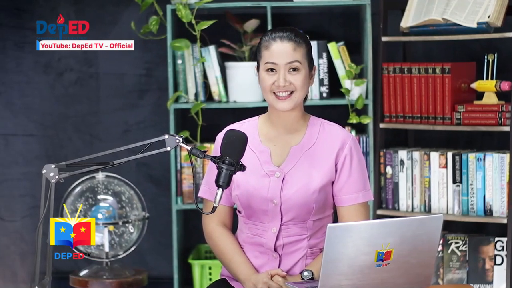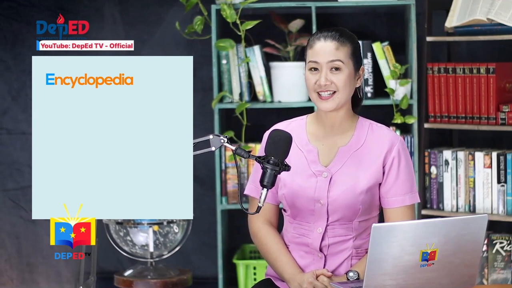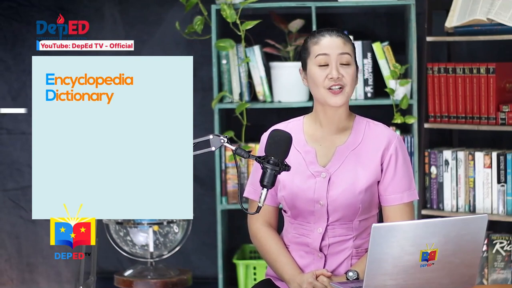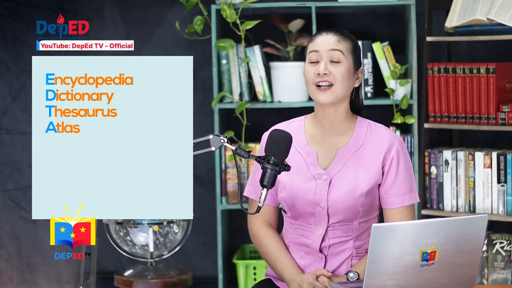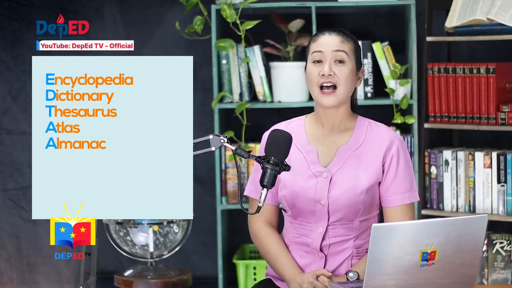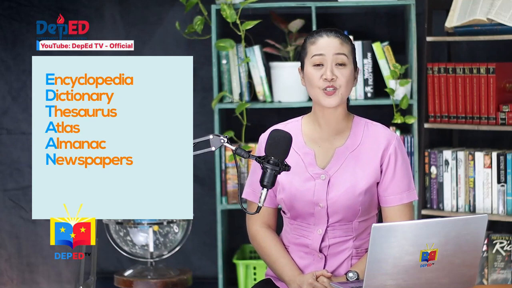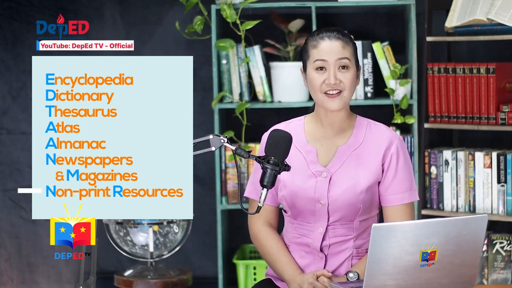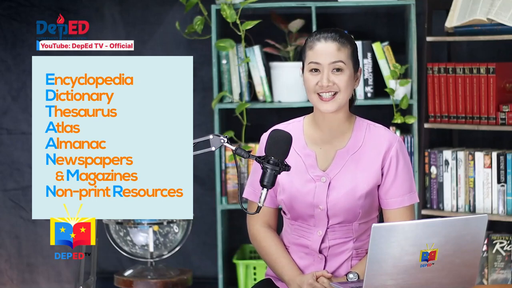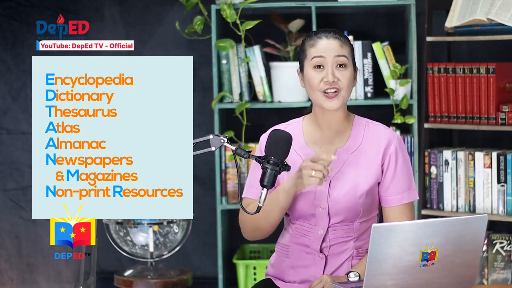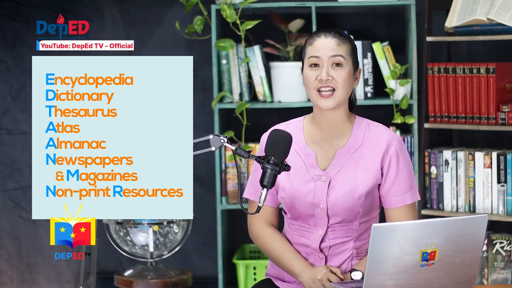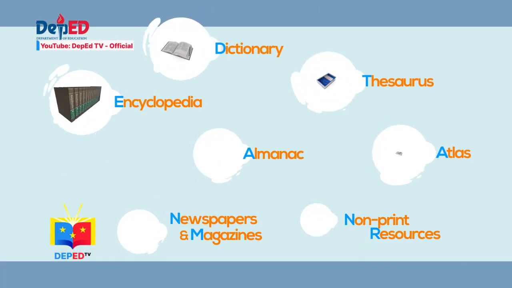What are the most common general references? One, encyclopedia. Two, dictionary. Three, thesaurus. Four, atlas. Five, almanac. Six, newspaper and magazines. Seven, non-print resources. Let's make sure that we will still remember what kind of information they contain.